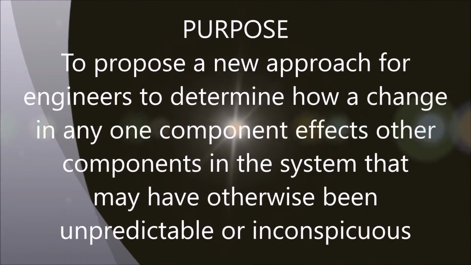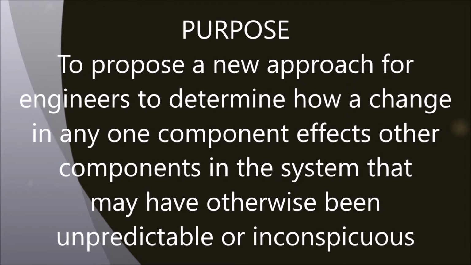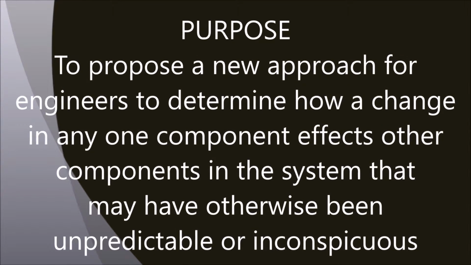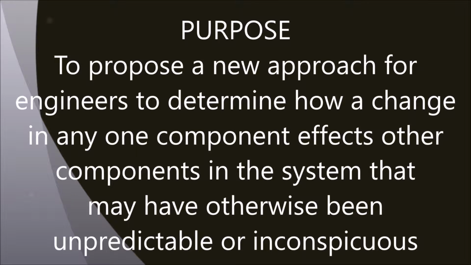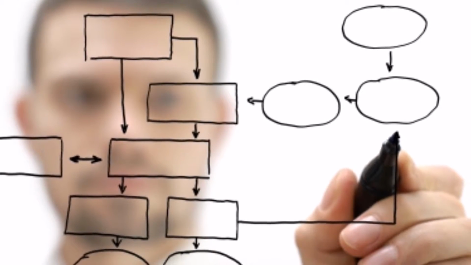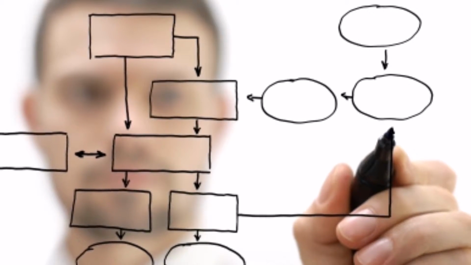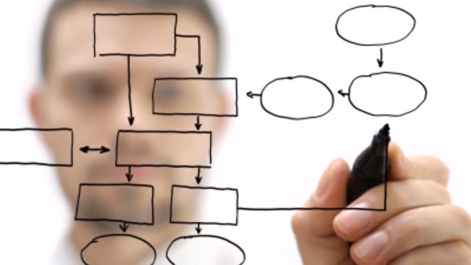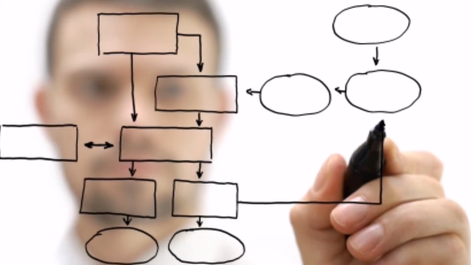or unintentional. Therefore, the aim of this research is to propose a new approach for engineers to determine how a change in any one component affects other components in the system that may have otherwise been unpredictable or inconspicuous. Currently, companies with complex engineering projects do not have a way to predict the effect a chosen requirement change may have on other requirements to the nth degree.